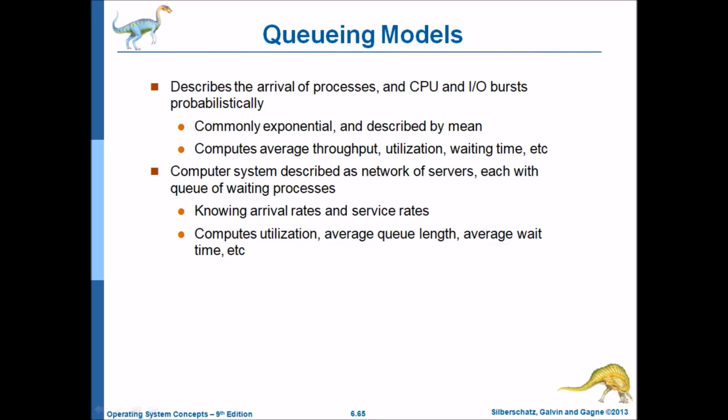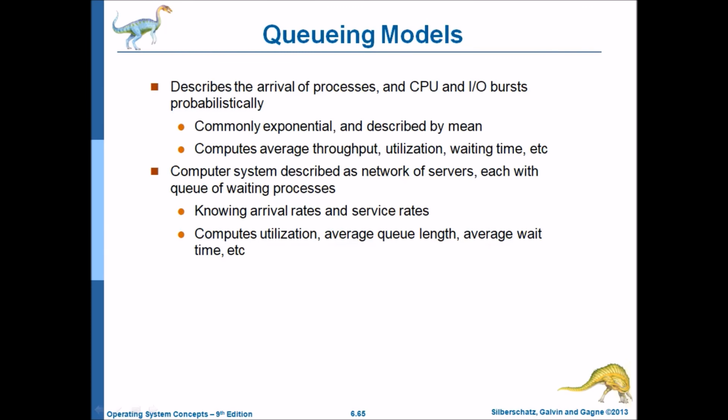Similarly, we can describe the distribution of times when processes arrive in the system, the arrival time distribution. From these two distributions, it is possible to compute the average throughput, utilization, waiting time, and so on for most algorithms.